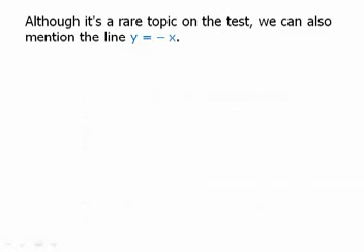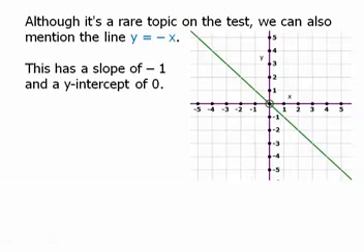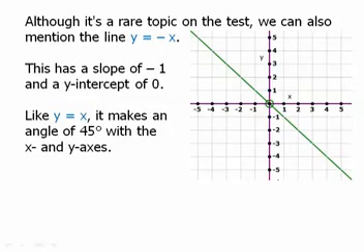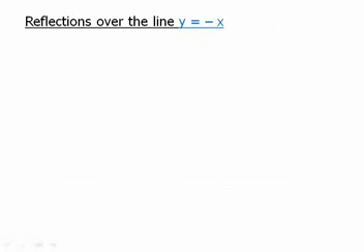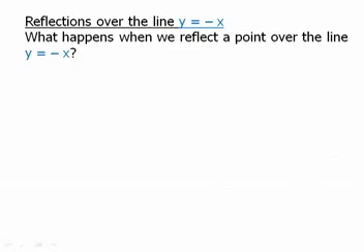Although it's a rare topic on the test, we can also mention the line y equals negative x. This line has a slope of -1 and a y-intercept of 0. Like y equals x, it makes an angle of 45 degrees with the x and y axes. Also, like y equals x, this line has some special reflection properties. What happens when we reflect a point over the line y equals negative x?